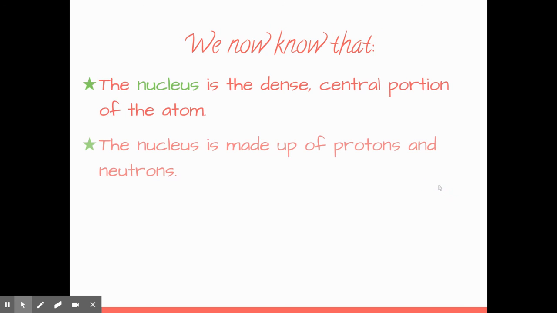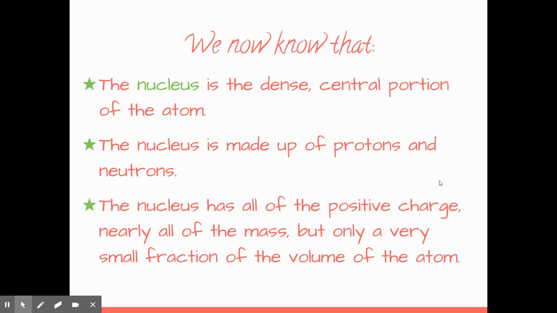Now we know that the nucleus is the dense central portion of the atom, and that the nucleus is made up of protons and neutrons. They didn't know that at the time. Thomson took Rutherford's work and worked out the existence of protons. But at the time, they didn't know exactly what was causing this.